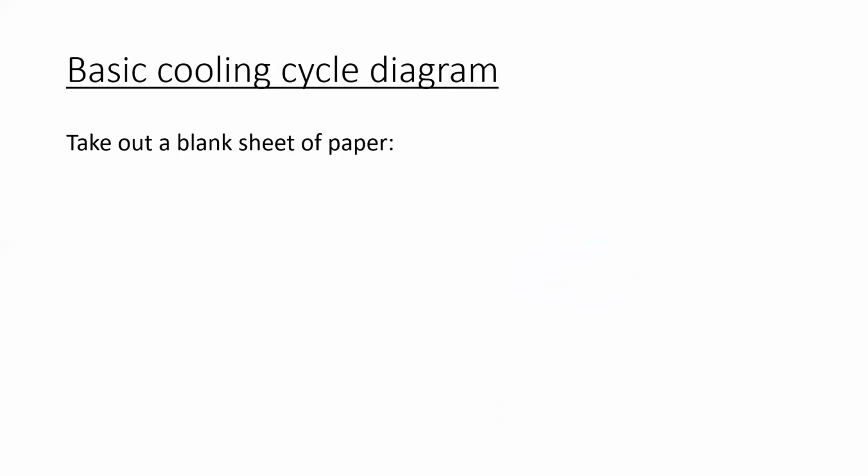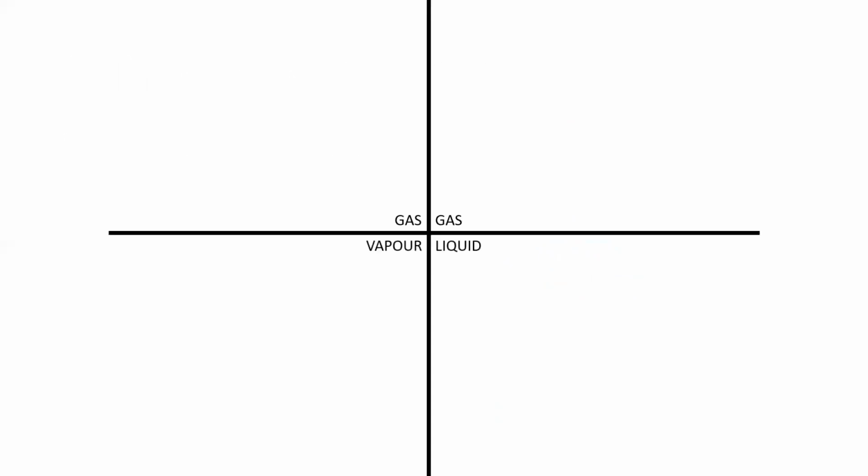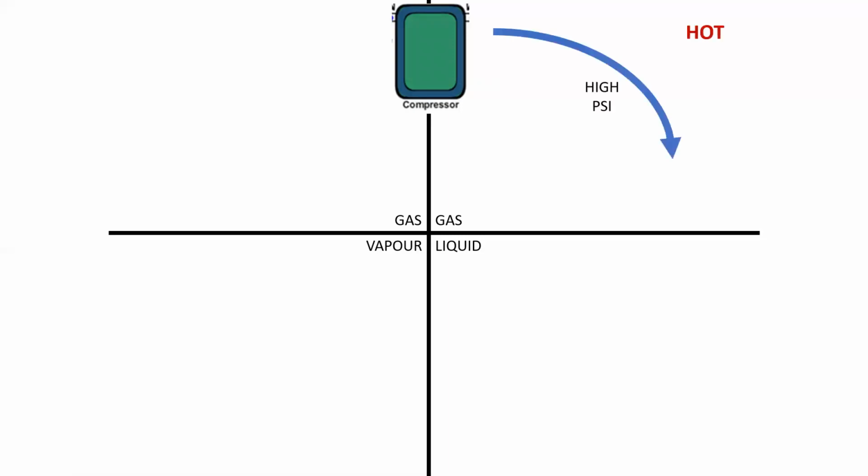In order to evaluate and look at the cooling cycle, it's easiest to simply take out a sheet of blank paper and sketch down the following diagram. We have four divided sections, two gas, one vapor, and a liquid. And what we're going to do is then place a component into each line. A compressor is an item that compresses a gas, and the gas that the compressor is compressing is called a refrigerant. The compressor has a high pressure side, and after it compresses that refrigerant gas, it comes out very hot and at a high PSI.